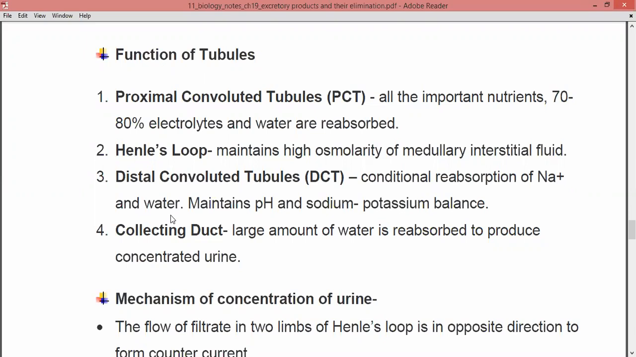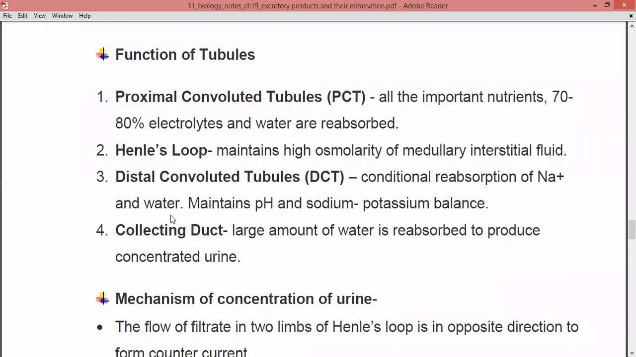In the proximal convoluted tubule, all the important nutrients, 70 to 80% of electrolytes and water are reabsorbed. The main function of PCT is the reabsorption of water, along with 70 to 80% of electrolytes, which are very much needed by your body to maintain a constant balance. Along with water and electrolytes, several important nutrients are also reabsorbed. So the first part, the PCT, does the reabsorption of nutrients, electrolytes, as well as water.